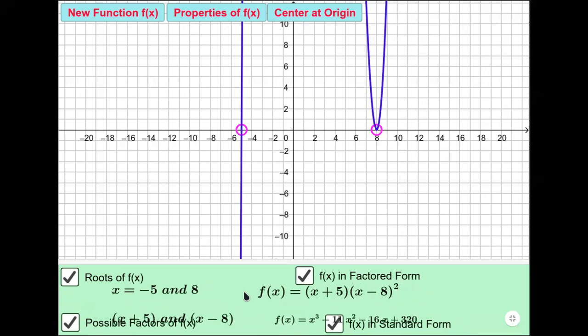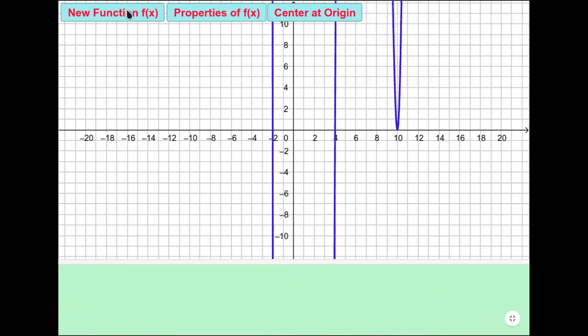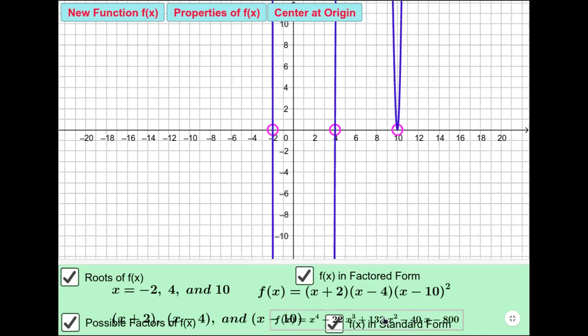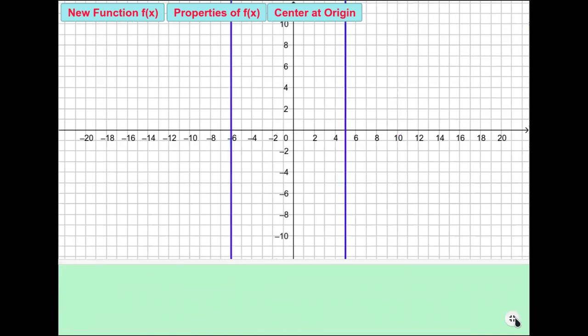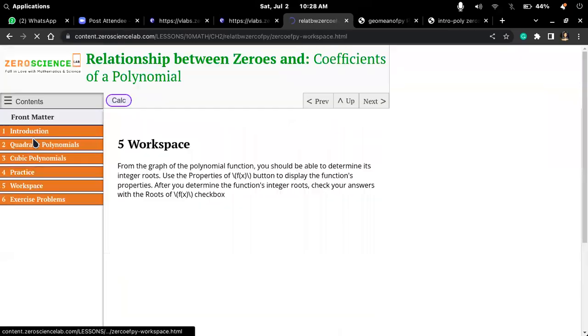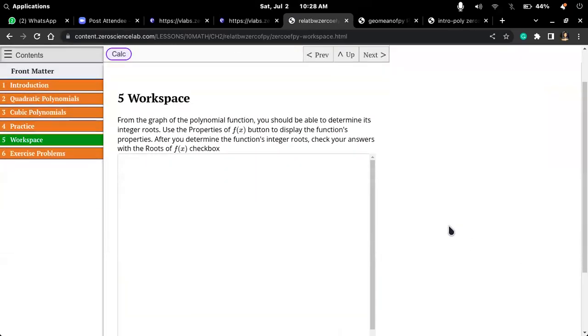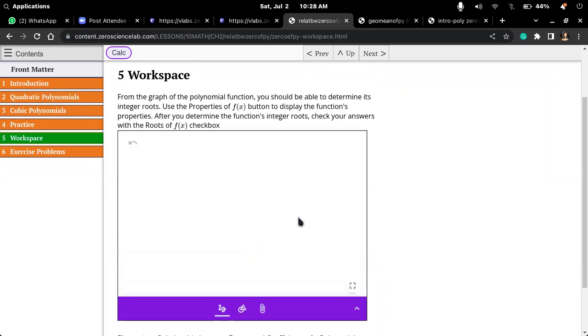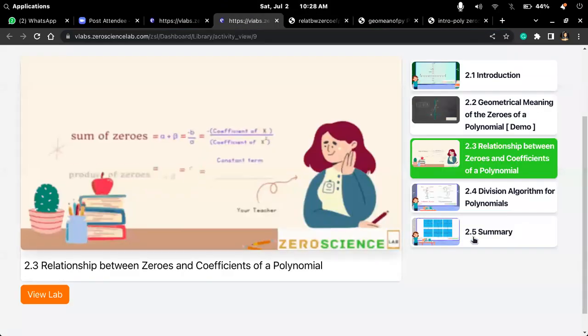So you can go with any new function. That's the graph of it. And what are the roots? 1, 2, and 3. This is the factored form. This is the standard form of it. This is the area you can use for teaching purposes if you want. Actually, this does not have any activity as such.